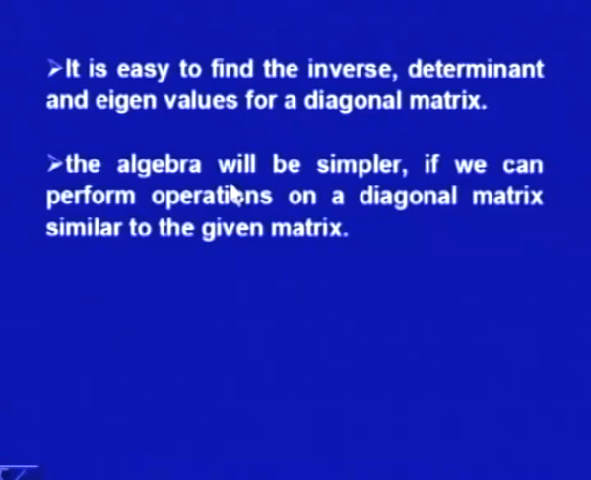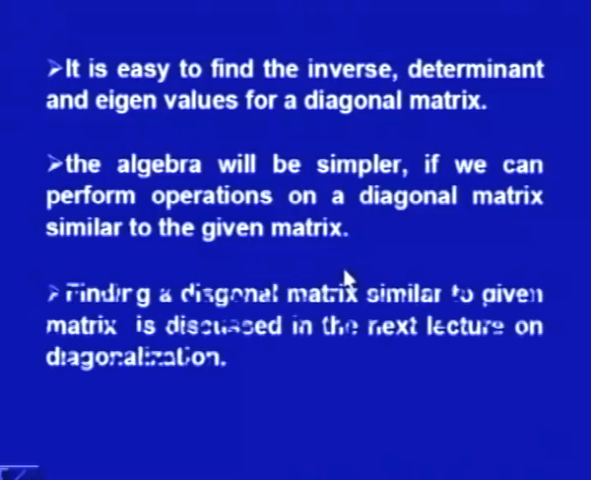So, algebra will be simpler if we can perform operations on a diagonal matrix similar to the given matrix. That is how we say that finding a similar matrix which is a diagonal matrix will simplify the algebra. Finding a diagonal matrix similar to a given matrix is discussed in the next lecture on diagonalization.